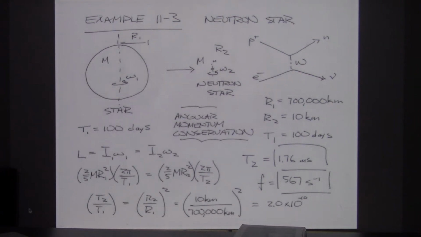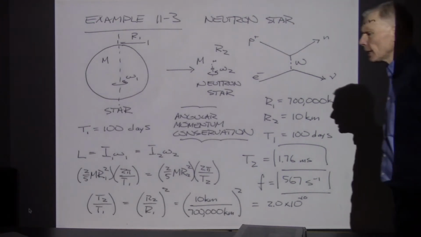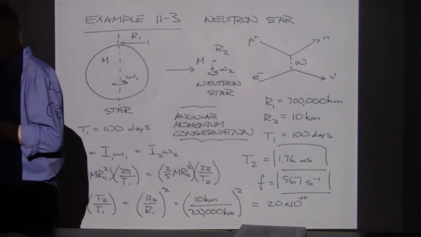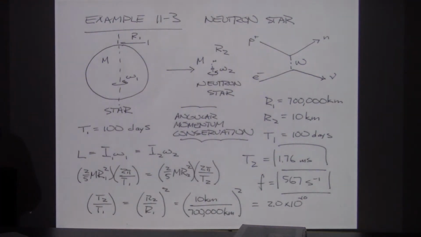567 rotations per second on this neutron star. And yeah, we have evidence that these things really exist. As neutron stars rotate, they radiate energy across different parts of the light spectrum.